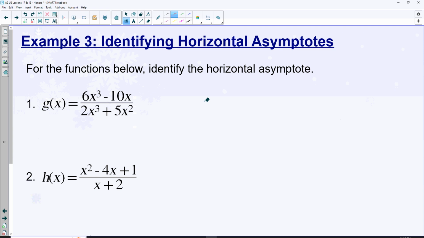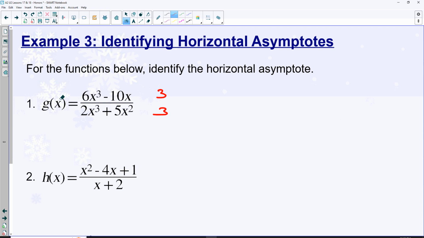So let's identify the horizontal asymptote. Now you're going to notice something before: if the degree of the numerator was bigger by 1, there are different cases that happen when it's not. So in this particular case, we have 6x to the third minus 10x over 2x to the third plus 5x squared. Let's look at degrees. The degree is 3 for the numerator, and the degree of the denominator is also 3. The degrees are the same.